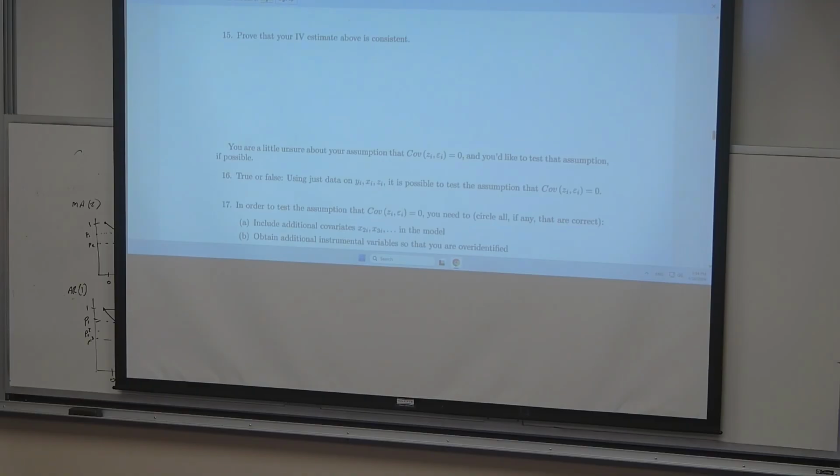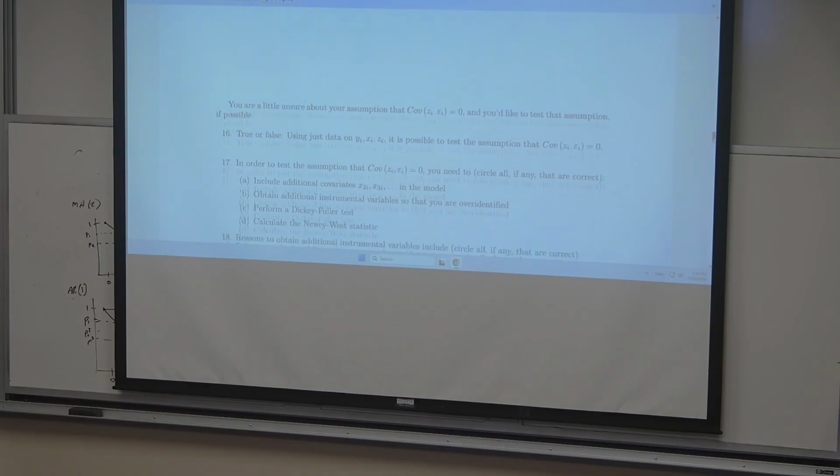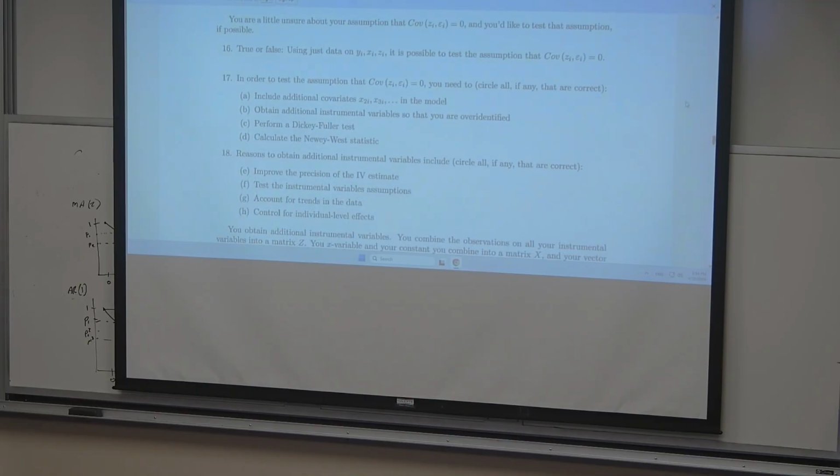Prove it's consistent. We did the consistency proof. All right. You're a little unsure about your assumption, and you'd like to test the assumption. Okay, true or false? Using data from your data set, it is possible to test the assumption that the covariance between z and epsilon is 0. What do you guys think?